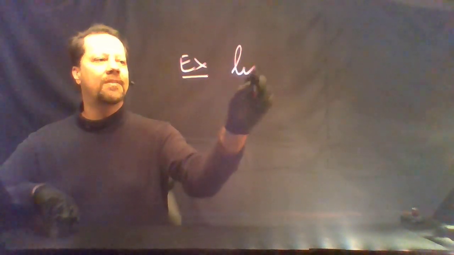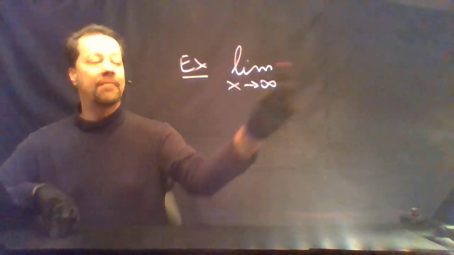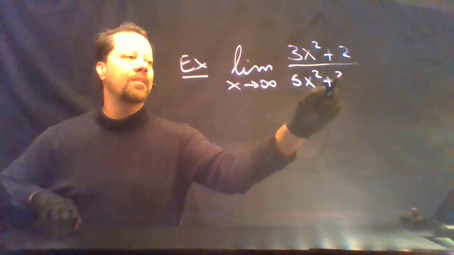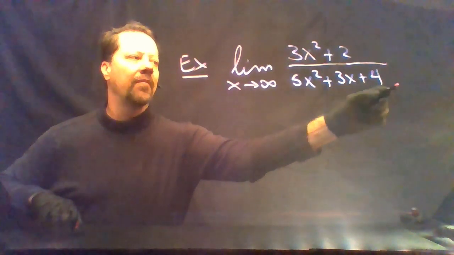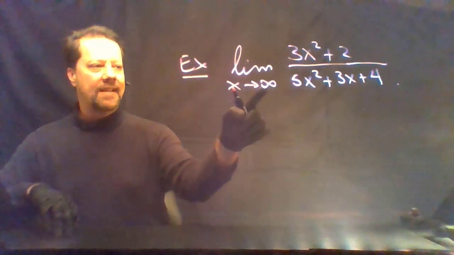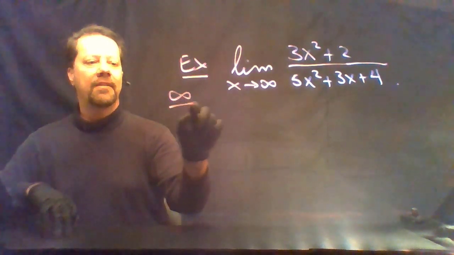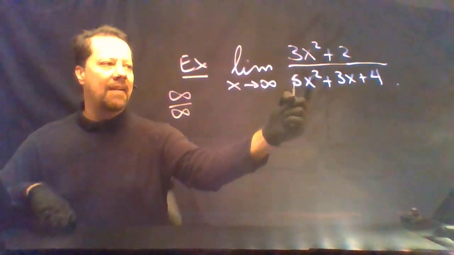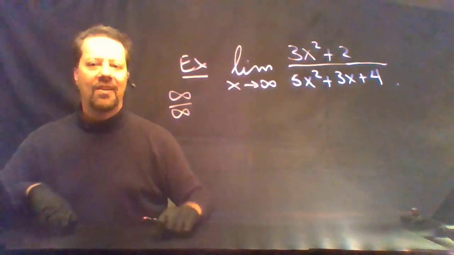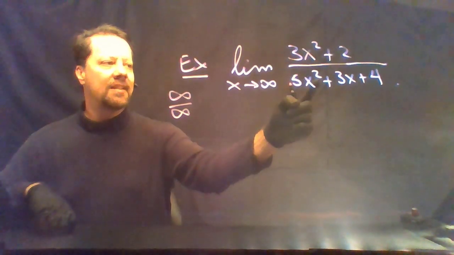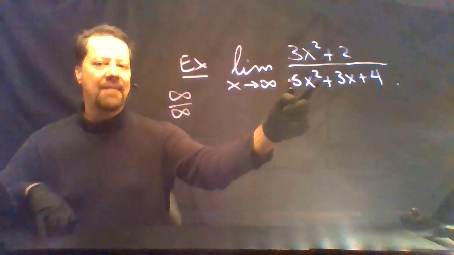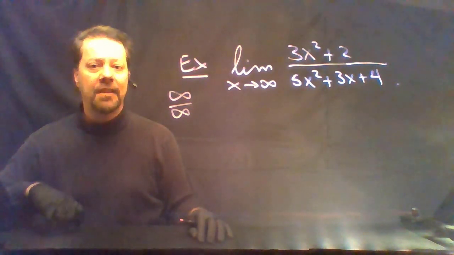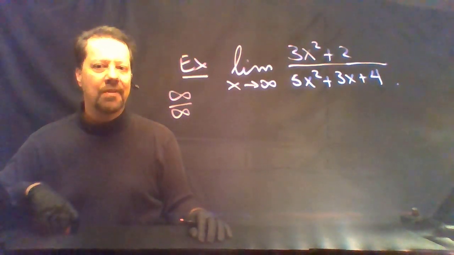As another example, consider the limit as x goes to infinity of, say, 3x squared plus 2 over 5x squared plus 3x plus 4. As you can see, as x goes to infinity, both the numerator and denominator go to infinity. Also, from your prior knowledge, since the highest degree in numerator and denominator is the same, we take the ratio of the leading coefficients to find the value of the limit. The answer had better be 3/5.